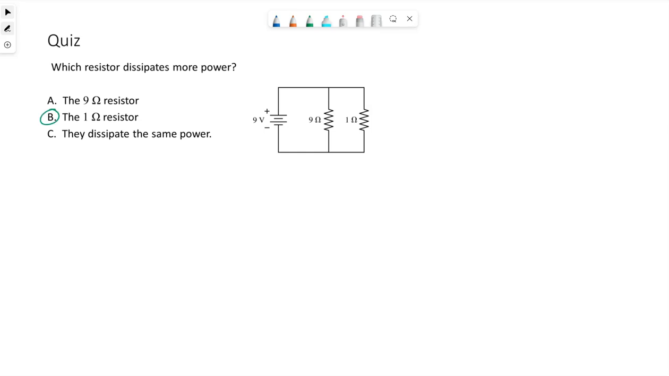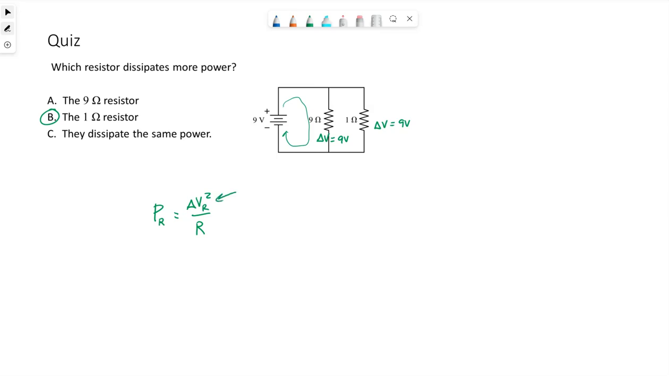B is the correct answer. Now power, one way to write that for a resistor is delta V squared over R. The reason I want to choose this version is I already know their resistance values, and I know both of these have a delta V of 9 volts. I can see that both because they're in parallel, but also if I followed a path from one end of the battery around, I would pass through either the 9 ohm resistor or the 1 ohm resistor. So they have to have the 9 volts.